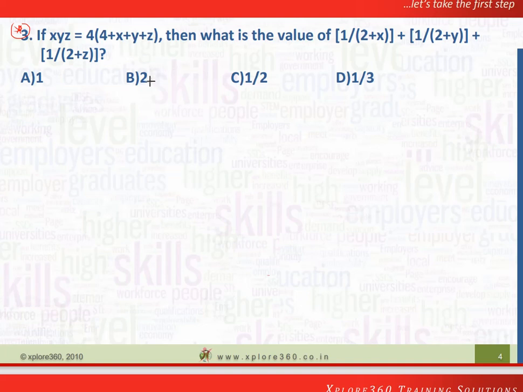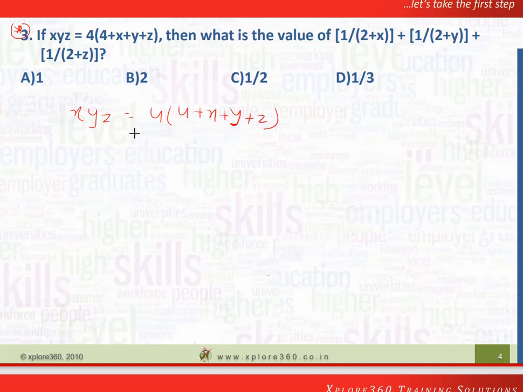But here it is going to be decisive, really decisive. You have to solve it. You are going to get an edge over all the average students by these types of questions. Your approach must be putting values of x, y, z. Generalize this question, otherwise you cannot solve this one. So xyz equals 4 times (4 plus x plus y plus z).